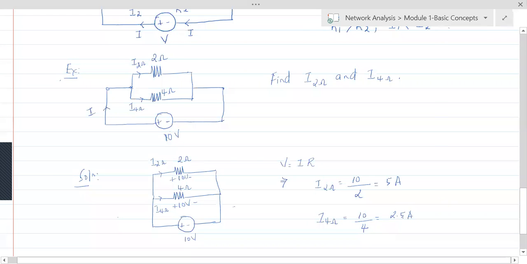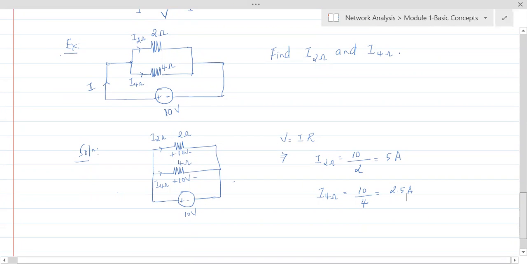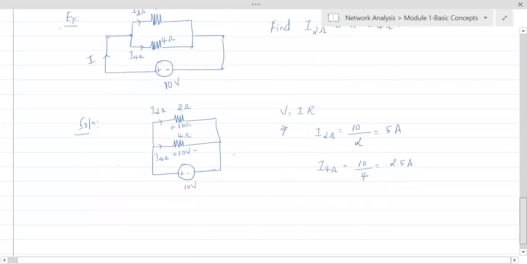Now the same currents can be found by something called the current division rule. In the previous problem we used the voltage division rule because the resistors were connected in series. Now the resistors are connected in parallel, so the current is getting divided. See, there was I flowing, right? This I is getting divided. What would this total I be?